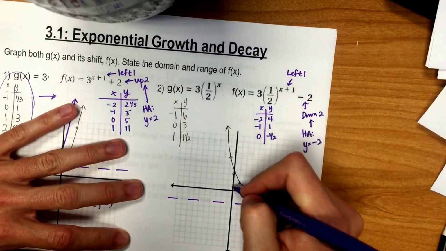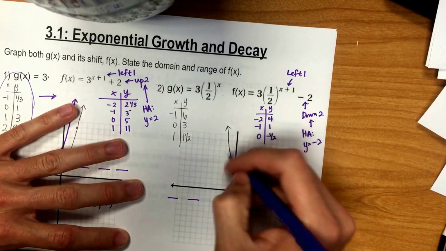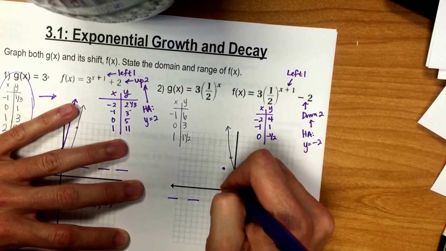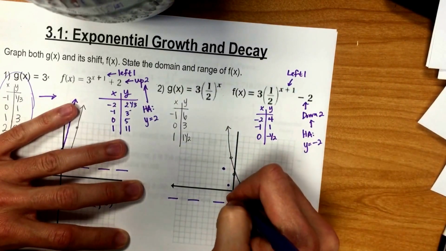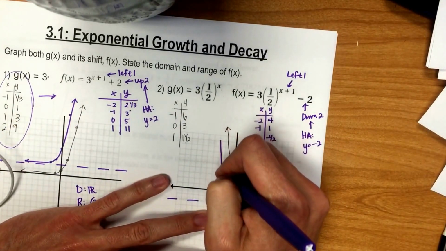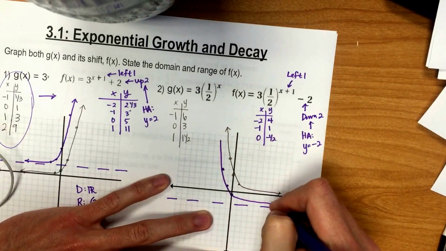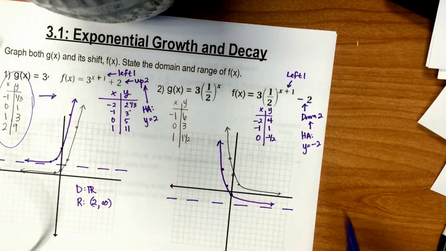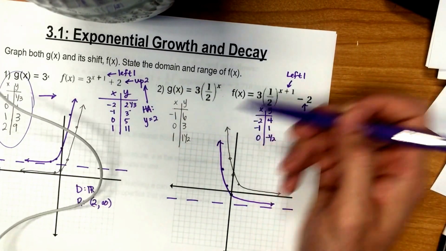Plotting my points, -2 and up 4. Then I'm at -1, 1. And I'm at 0, -1/2. So notice that the general shape of where those dots were didn't change. The shape of my curve isn't going to change. The only thing that's changed is we've gone left and we've gone down.